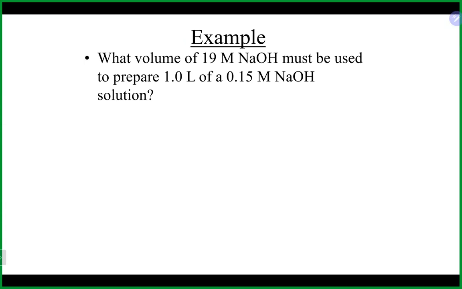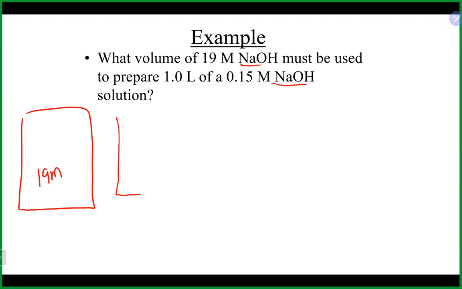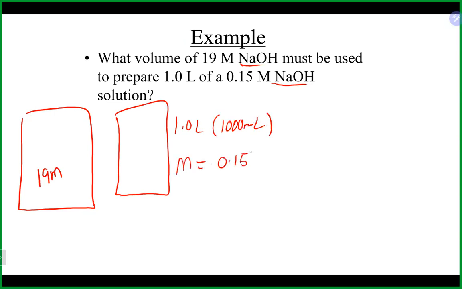Okay, let's take a look at this one here. What is the volume of 19 molar sodium hydroxide that needs to be prepared from 1 liter of 0.15 molar sodium hydroxide? So obviously it is sodium hydroxide and sodium hydroxide, so there's no reaction happening. What we've basically got going on here is a 19 molar bottle of sodium hydroxide, which is more concentrated. We are looking to make 1 liter of this solution. That's basically 1,000 milliliters. It wants to be a molarity of 0.15 molar.